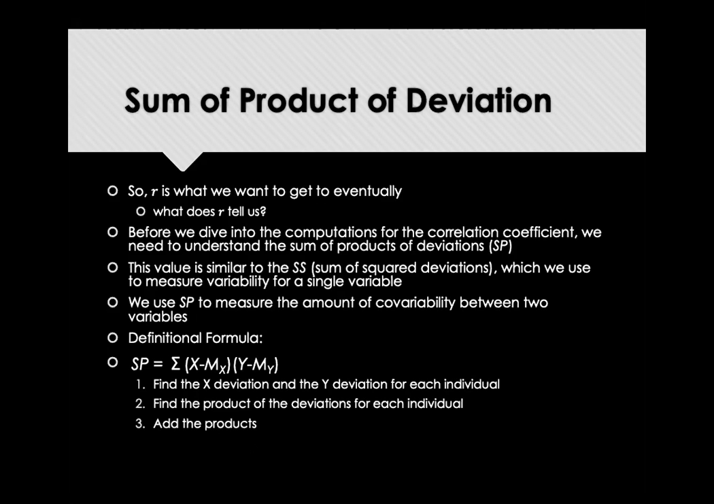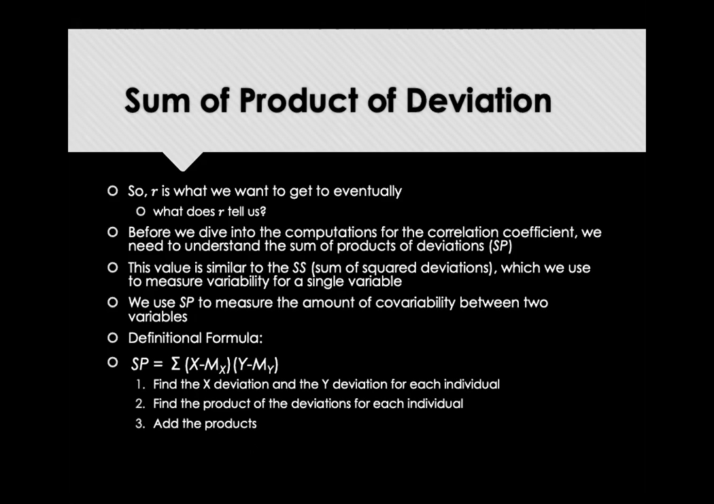And before we really get into the computations for r, which is called the correlation coefficient, we need to understand the sum of products of deviations, okay? This is abbreviated SP, and we're going to use SP to calculate r. So I'm kind of backing up for a bit. I'm not even going to show you the r formula yet. So SP, or the sum of products of deviations, is very similar to sum of squares, right?